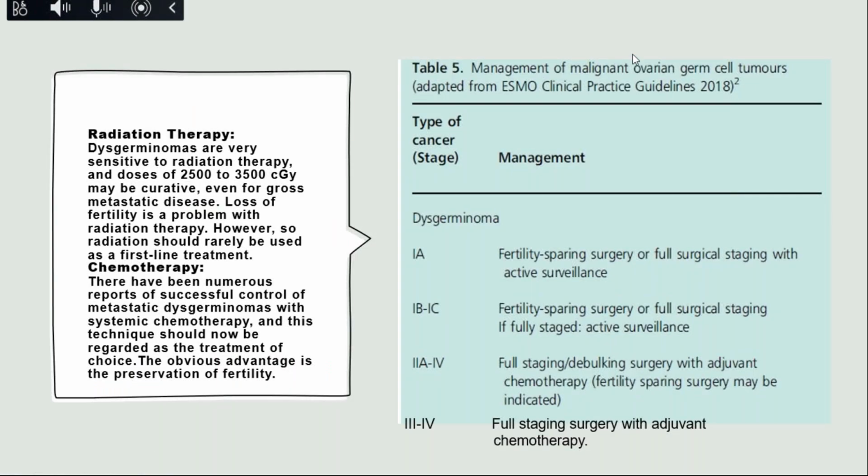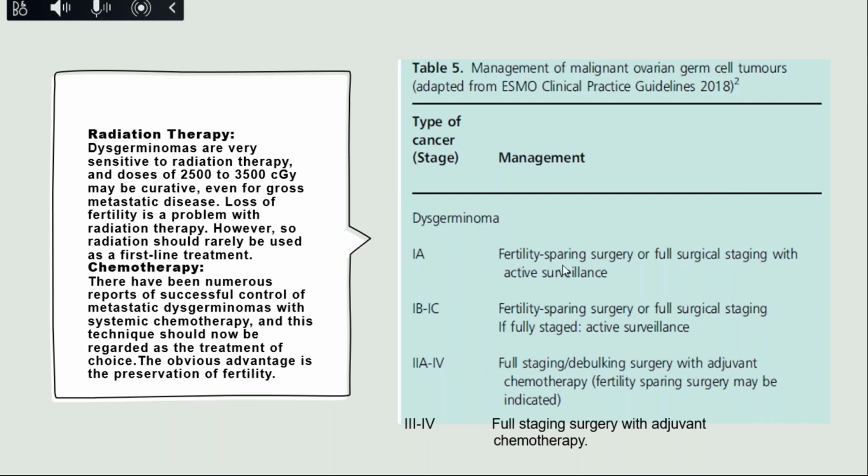Okay, so now come to the treatment of dysgerminoma, and this is the table I have taken from the talk. You just have to go through these tables, and they have written very nicely in the table regarding the treatment of all types of cancer. In case of dysgerminoma, they stage all the cancers like we have studied in the FIGO classification of ovarian cancer. So each ovarian tumor can be staged in such a manner, that is 1A, 1B, 1C, 2A, 2B, 3 and 4.